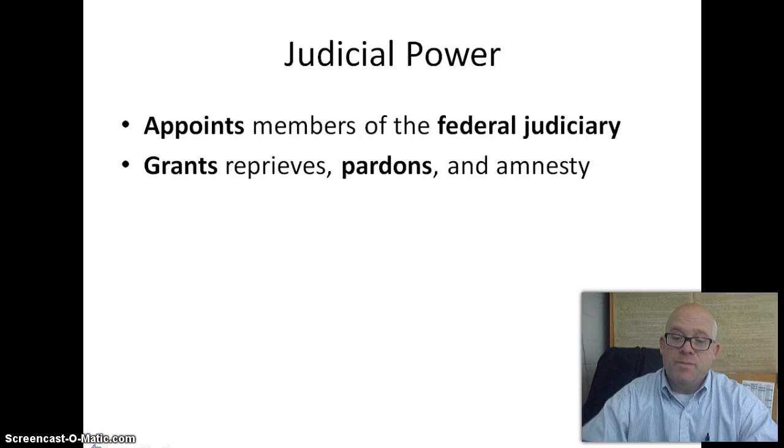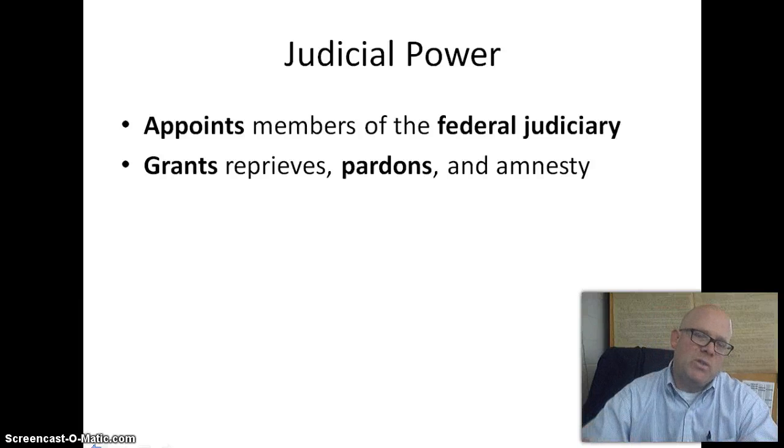Again, the president appoints members of the federal judiciary, including Supreme Court justices, which is a pretty important job and has long-lasting impact. We've talked about changes in the Senate for the appointment process just recently. The president also has the power to grant reprieves, pardons, and amnesty. So this is a power given to the president as an ability to jump or supersede the decision of a court.